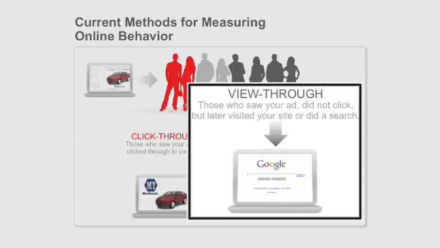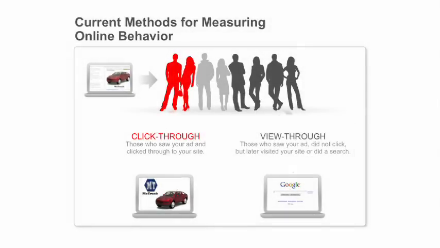A view-through measures whether exposure to an ad causes a user who did not click the ad to take an action, such as visit your website or search for your product or brand. These user actions would not be counted by using click-through metrics alone. However, view-through metrics don't tell the full story either, because they don't reveal whether users who performed an action did so as a result of seeing your ad, or whether they would have searched or visited your website even if they hadn't seen an ad.